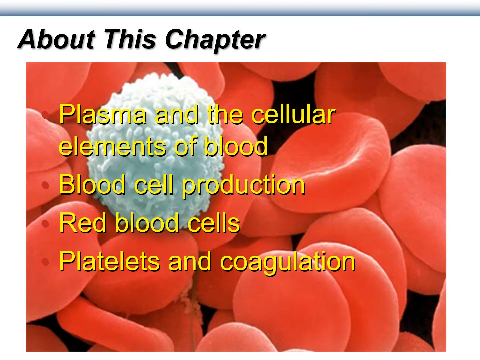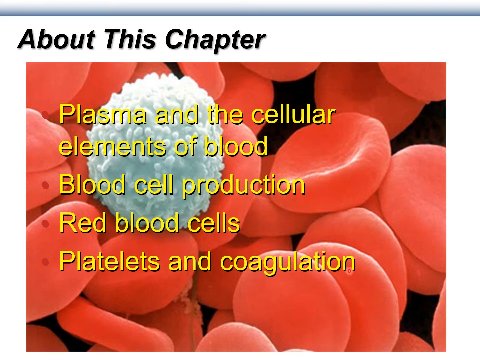So about this chapter, things we're going to cover, we're going to go through some of the, shall we say, anatomy of blood, the plasma and the cellular elements of blood, how blood cells are produced, a process known as hematopoiesis. We're going to talk about red blood cells in particular. I will get into some white blood cells, but really not a whole lot. That's more on the immunology side of the equation. And so we're going to focus a little bit more on red blood cells than the others.